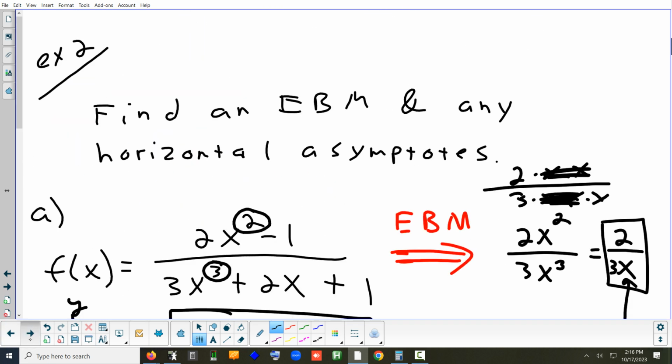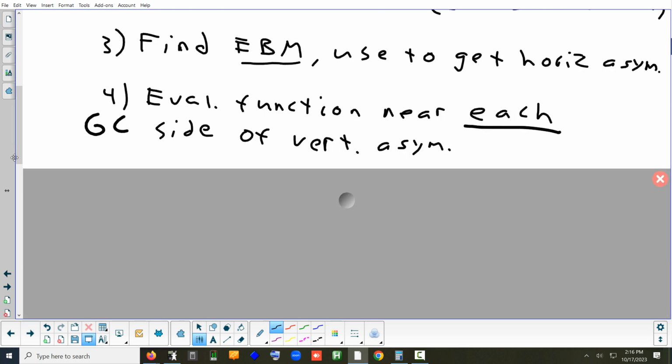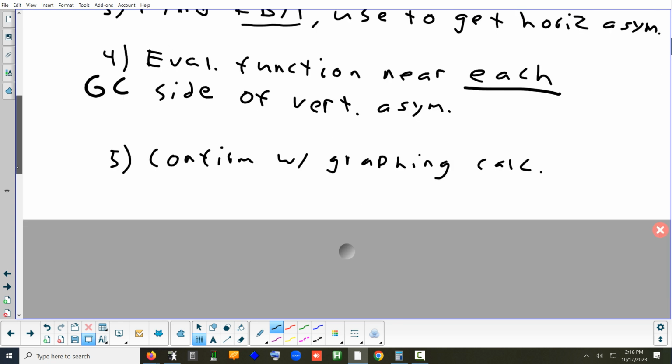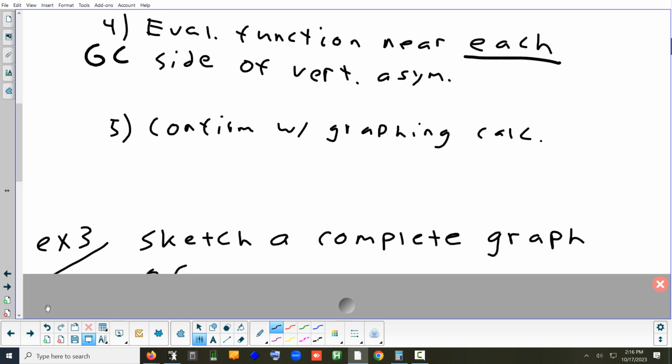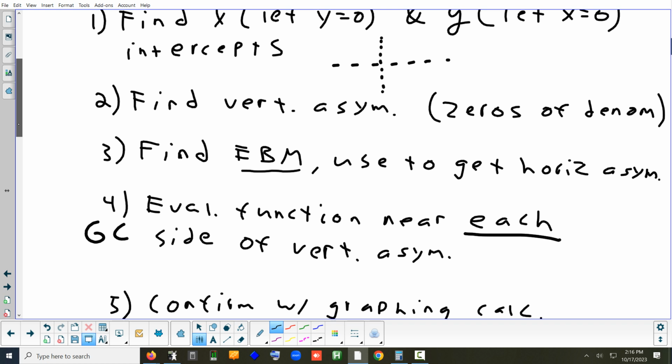All right, so we'll find our intercepts, sketch the asymptotes, use the graphing calculator to help us. And step 5 is really just double checking it with the calculator. Okay, any questions on those 5 steps before we try a couple examples? So the calculator is going to be really important here, okay, to help us.